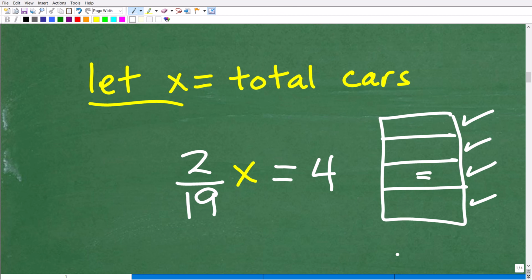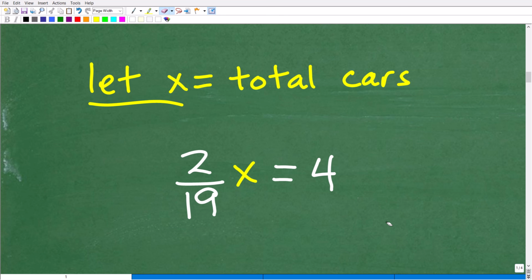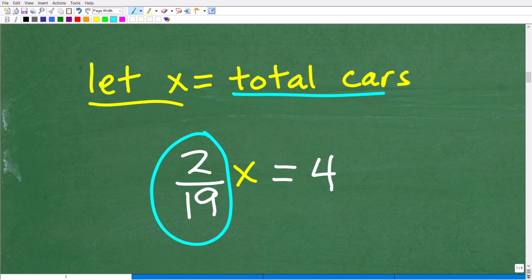So, these math word problems, especially algebra word problems, generally have the same kind of flow. This is no different than telling a story. So hopefully you get the main idea. We're going to let x equal the total amount of cars. And now we can go ahead and write an equation because we know that 2/19 of the total amount of cars is 4 cars.